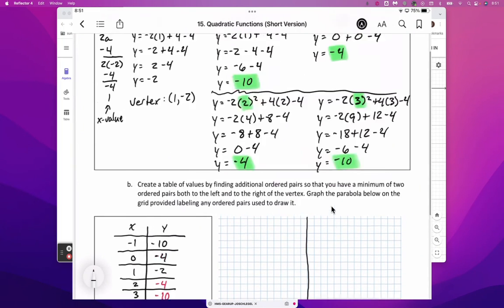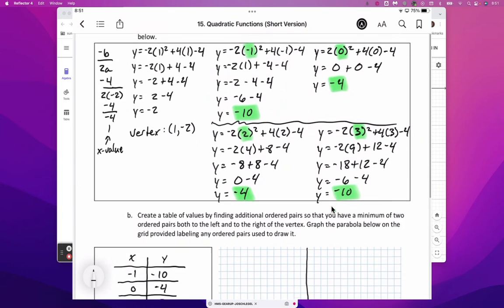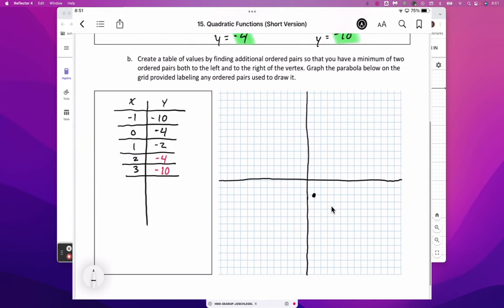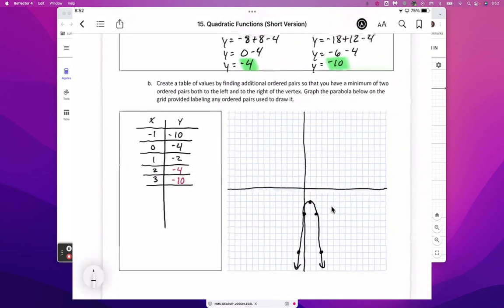So this parabola does open down because our leading term is negative. And so we will have 0, negative 4 right there, and negative 1, negative 10 right there. And then our other points mirrored on the other side. So again, not a point here at the bottom, but kind of an upside down bowl. And that's what we end up with for a graph.